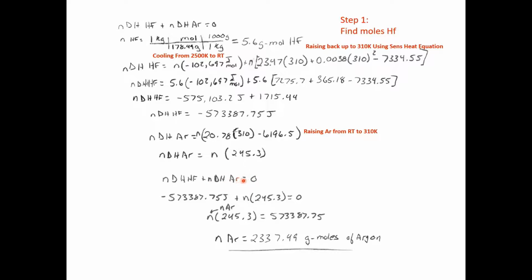It's an adiabatic process. The heat from this is going to this. Since we cooled our hafnium, it has a numerical sign of negative. We can move that over to the other side of the equation and simply solve for moles of argon. And we get a positive number, which is good because we're looking for an amount of a substance. And so I got 2,337.49 gram moles of argon.